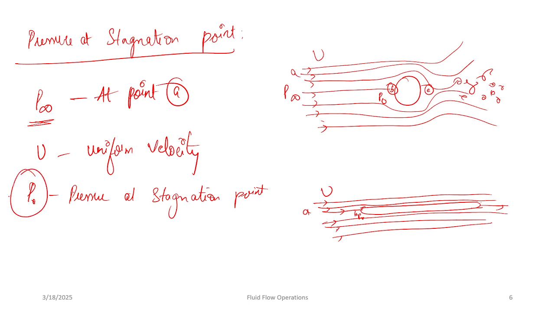So this pressure can be calculated using this equation. P naught is equal to P infinity plus rho U square by 2. So that's the equation. So how do you get this equation? We just have to apply Bernoulli's equation. So let's say we have 2 points. This is first point and second point. At this point, P infinity is the pressure, and here P naught is the pressure. Okay. So what is Bernoulli's equation?